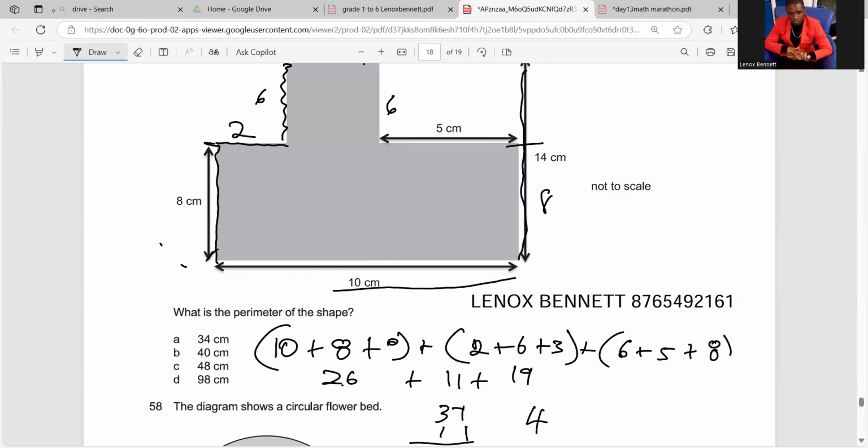Yeah, it's actually 48. I saw what I did. When I put the 8 here, I still put it back here. So I have to delete one. So it's 10 plus 8. I put the 8 over here. Yeah, it's actually 48.